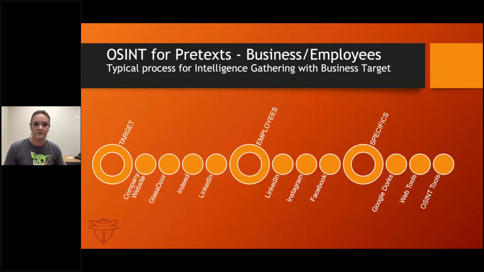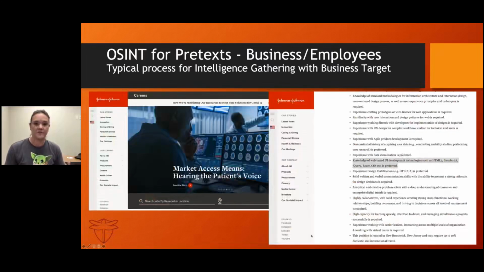Once you've looked at all of those things, then you can go into more of the specifics, start using Google Docs to search keywords that you discovered during the first phase of the investigation. That's when you can get into some more complex OSINT tools, some web apps and things that can help you find certain bits of information that might aid you in your efforts.